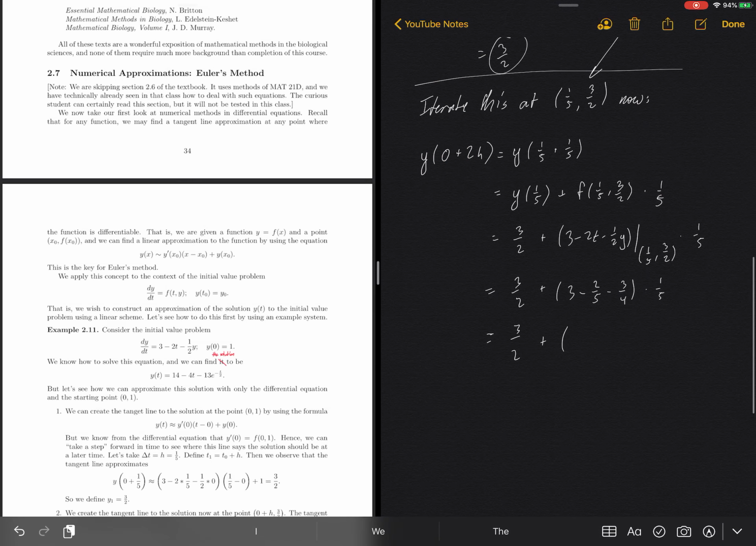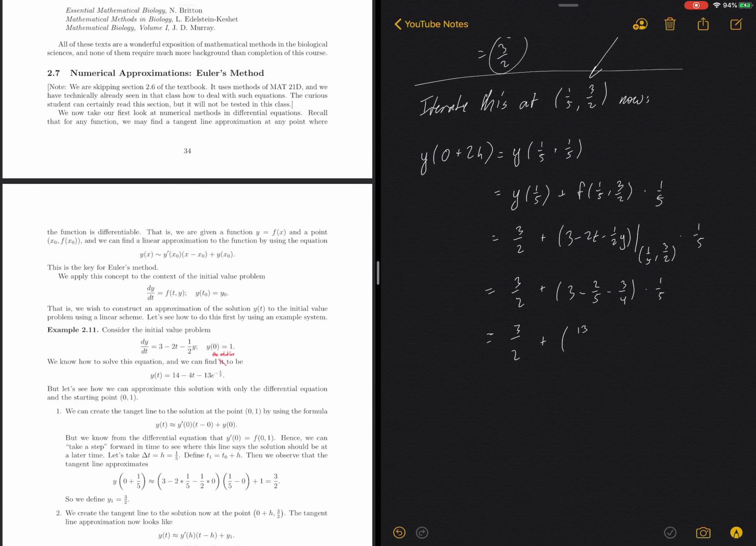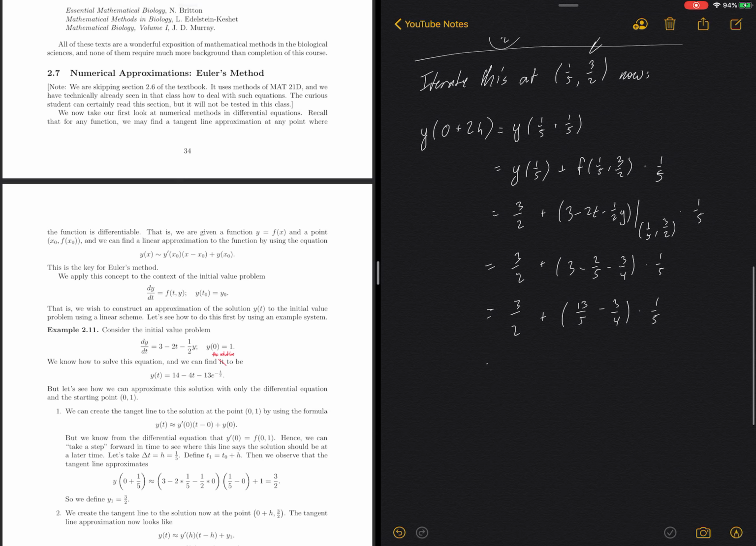Oh dear Lord, this really is a job for a computer, isn't it? 3/2 plus, okay, so 15 minus 2/5. 15 minus 2/5, that'll give me 13/5 minus 3/4. Yes, I could put this into a calculator, but that'll be in the next video. So if I do common denominator here, I know I'm going to go to 20 in the next one, so I'll leave that for a second.